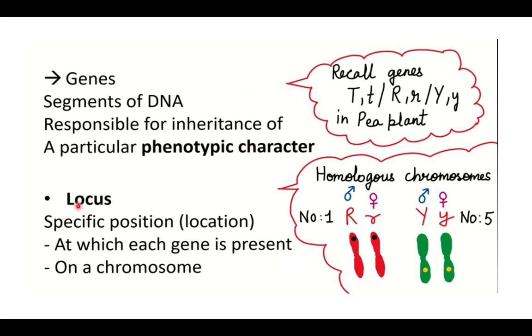And then one more term you should know: locus. Locus is nothing but the specific position at which each gene is present on the chromosome. Yes, I told you this is a homologous chromosome. So one is paternal, the other one is maternal. Okay, so a set of homologous chromosomes is given for you, and here you can notice the black dot. So this is a gene. Okay, so the chromosomes are made up of genes, and a particular character is denoted by a certain gene.